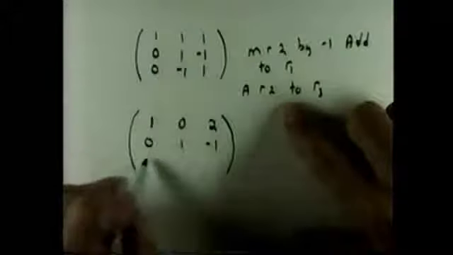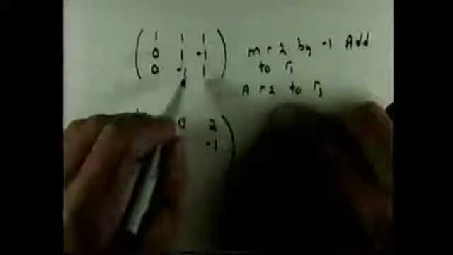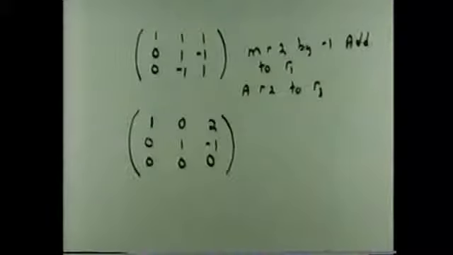Now I'm just going to add row 2 to row 3. 0 plus 0 is 0. 1 plus a negative 1 is 0. A negative 1 plus 1 is 0. So we have it row reduced.